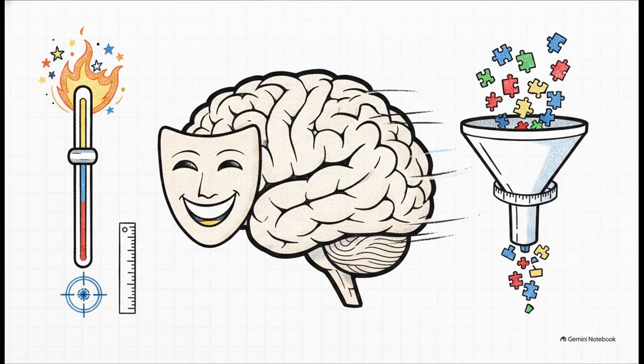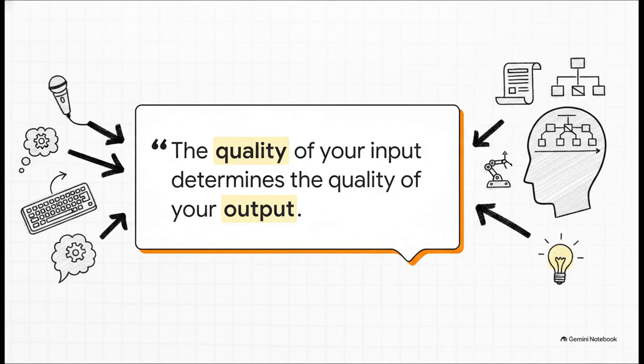Then you can tweak generation parameters. You adjust the temperature, where a high number boosts creative variability, and a low number forces strict, laser-focused accuracy. And you can also set limits on things like top P and max tokens to constrain the probability pool and control exactly how long the response is going to be. Ethan Lang sums this up perfectly in the source material with this quote: "The quality of your input determines the quality of your output."